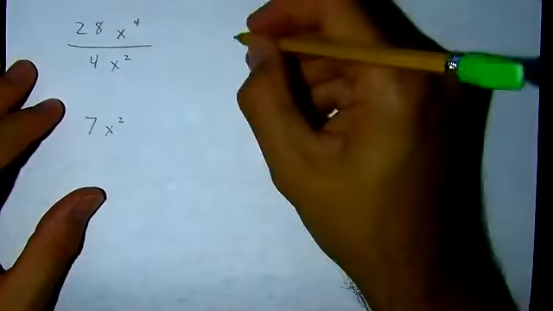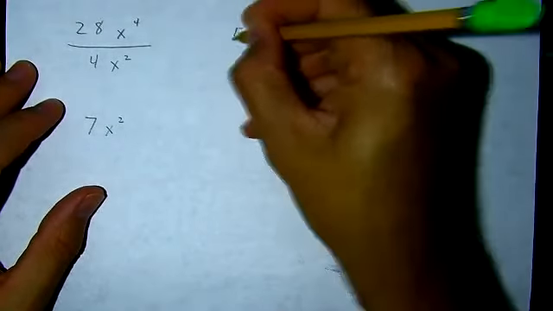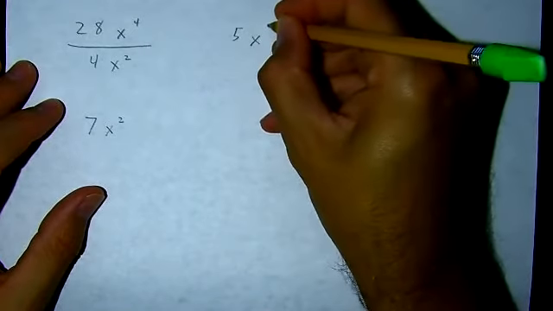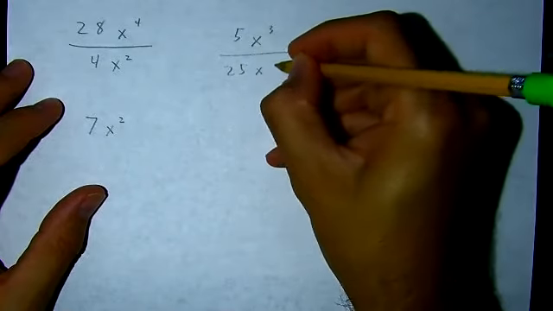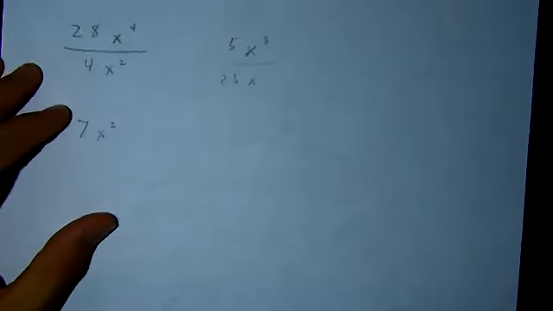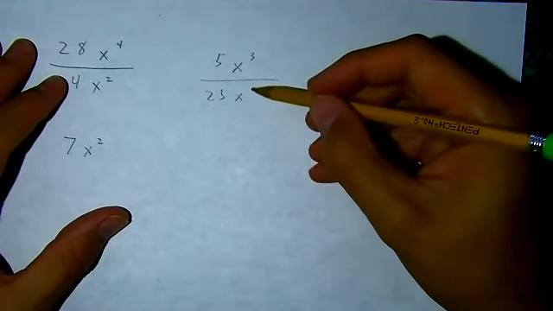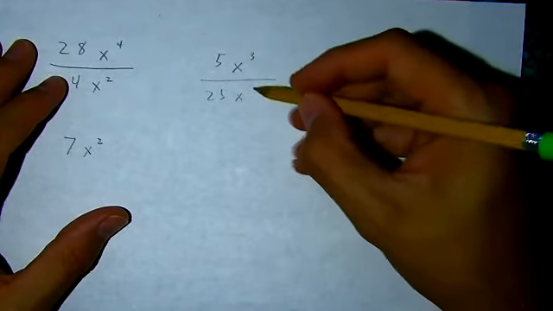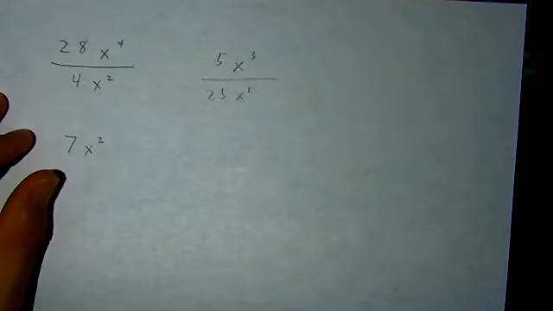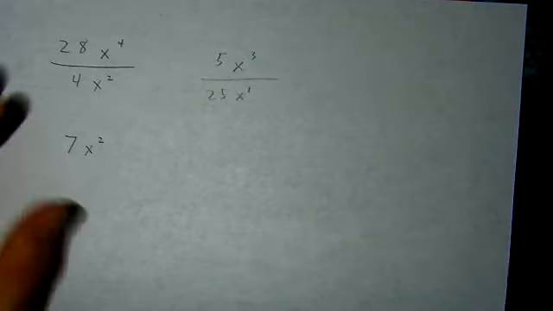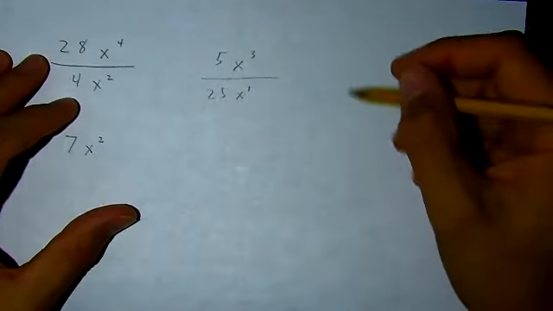We can do one where the numbers on the bottom are bigger than the numbers on top. Let's say you had 5x to the third over 25x. This is something I didn't talk about earlier. When you don't have an exponent here, what you actually have is an invisible 1. They're not going to write 1 because 1 doesn't do anything, because x to the first power just means x. So that's a waste of space. But you need to know that that's there for subtracting purposes.